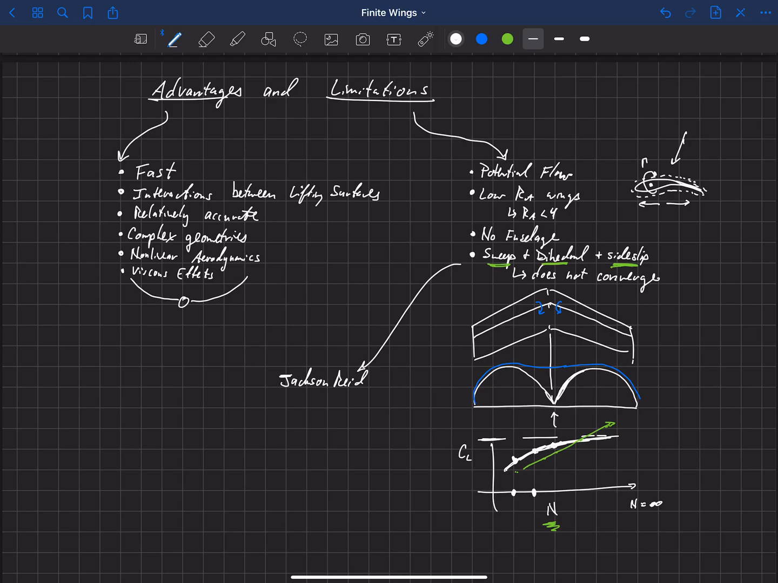But if you are going to use sweep, dihedral, or side slip, then you may want to look into Jackson Reed's corrections to this algorithm, I should say, or modifications that get rid of that major drawback of using this particular algorithm.